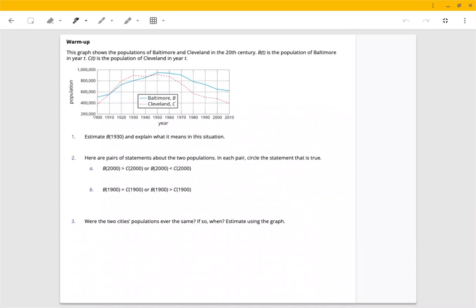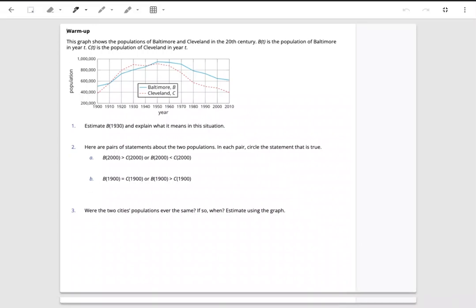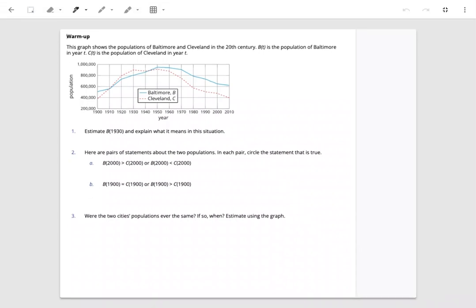Lesson 9. Hopefully, you were given a handout on your way into the classroom. So make sure you have that handout ready because all I'm going to do is go through this handout here, starting with the warm-up that I have on my screen. So let's take a look at this warm-up.